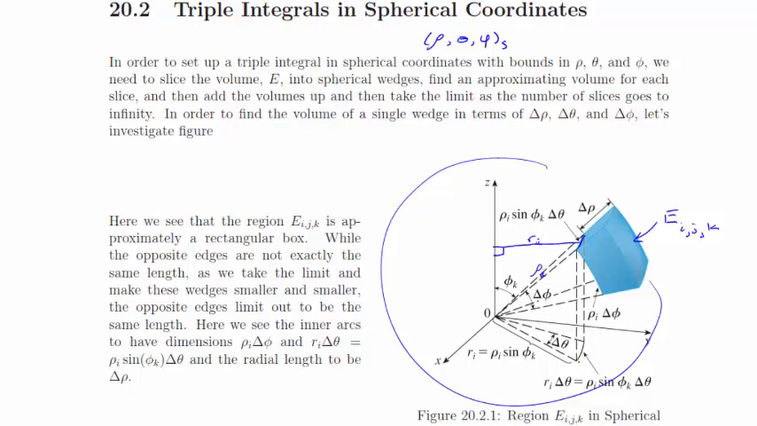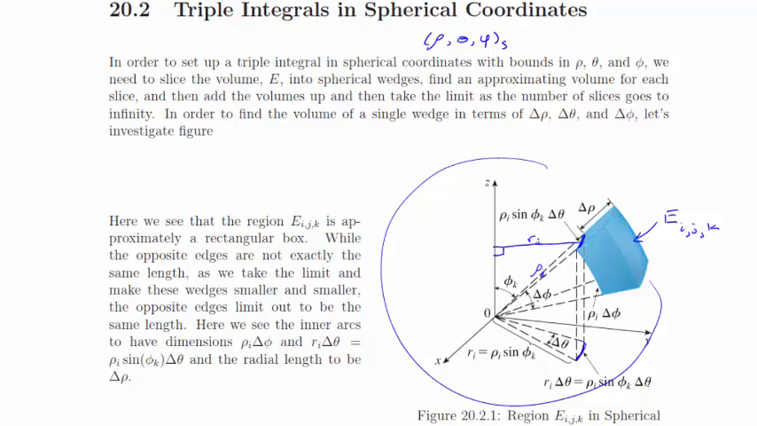And so this arc length, which we see in the xy plane out at a distance of r sub I from the origin, which is also the inner edge in the theta direction of our object, equals r sub I times delta theta, which equals rho sub I times sine of phi sub k times delta theta.